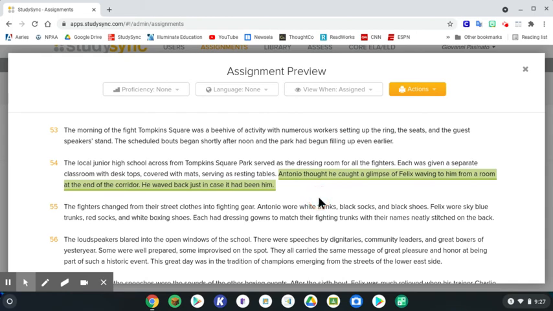All right. The local junior high school across from Tompkins Square Park served as the dressing room for all the fighters. Each was given a separate classroom with desktops covered with mats serving as resting tables. Antonio thought he caught a glimpse of Felix waving to him from a room at the end of the corridor. He waved back just in case it had been him. So interesting.